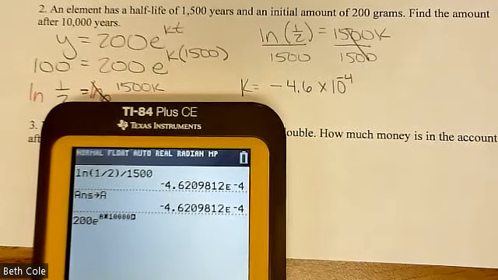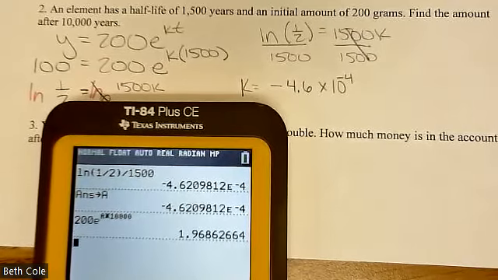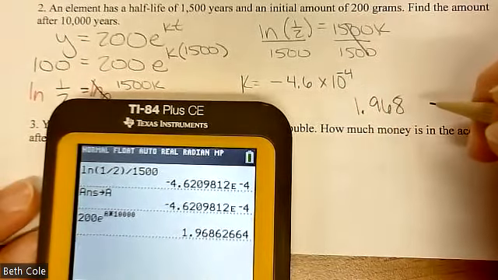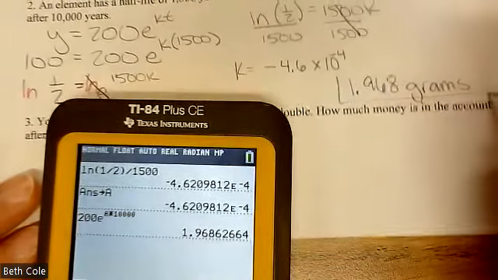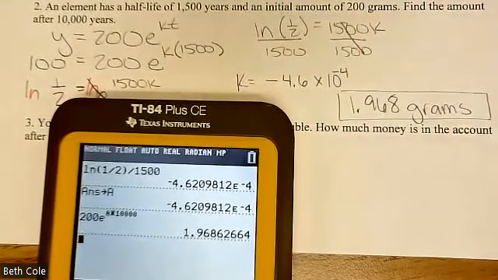Now, after 10,000 years, we should not have a whole lot of this element left. So did you get a really small number? 1.968 grams. Or 1.967 if you want to round up. I just always say to truncate, though, because then you don't have to worry about it. After 10,000 years, and it's still hanging around. It's crazy.